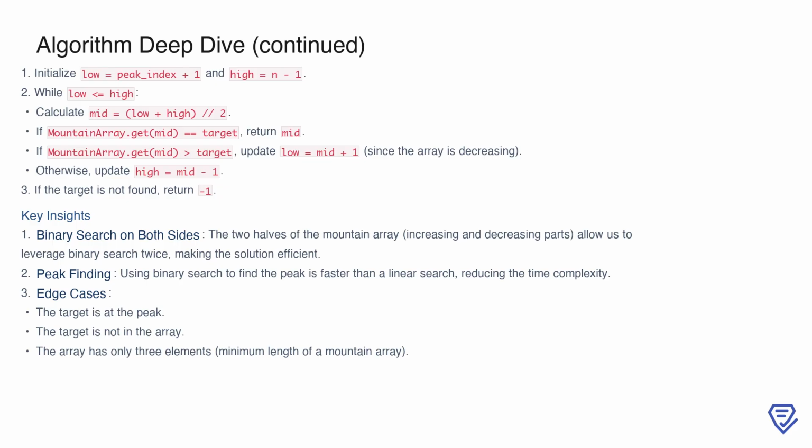The key insight here is that by using binary search on both sides of the peak, we achieve an efficient solution. The peak finding step and the 2 binary searches each contribute a logarithmic time complexity, resulting in an overall complexity of O(log n).